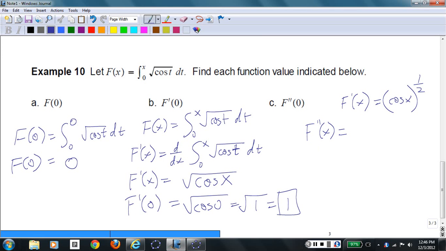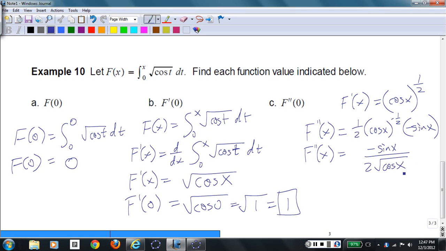So, generalized power rule, 1/2 cosine x to the negative 1/2 times the derivative of cosine x, which would be negative sine x. And so f double prime of x equals, I want to say, negative sine x over 2 times the square root of cosine x.